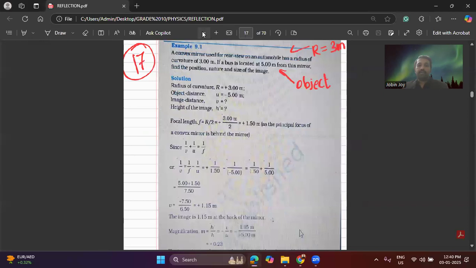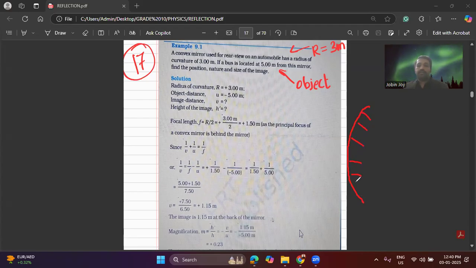So we will discuss one problem. The first one is a convex mirror. I will draw a convex mirror like this. The reflecting surface is here, and this is the principal axis, and this is P, this is F, and this is C, where P is the pole, F is the focus, and C is the center of curvature.